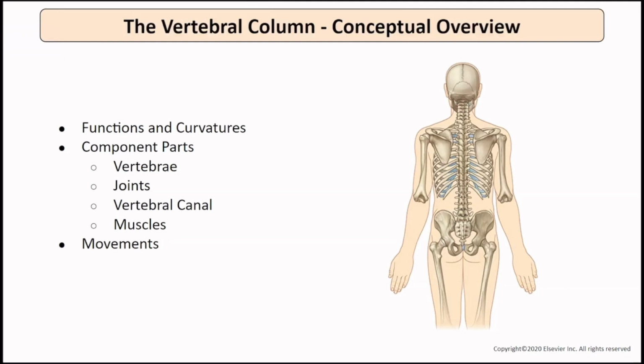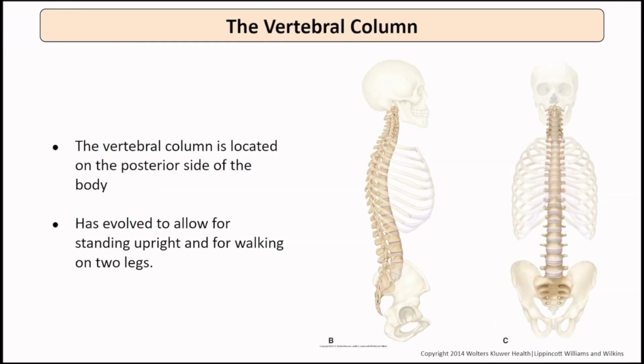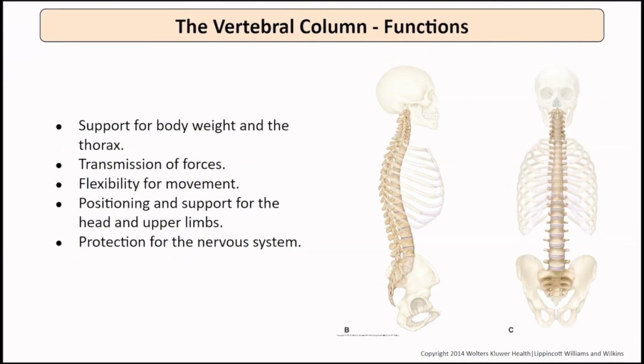So let's get started. The spine, which is also called the vertebral column, is located on the posterior side of the body in the midline and runs from the head to the pelvis. In humans, the vertebral column has evolved to allow for standing upright and for walking on two legs. As such, the vertebral column must be capable of a number of functions, including support for body weight, support for the thorax, transmission of forces, flexibility for movements, positioning and support for the head and upper limbs, and protection for the nervous system.